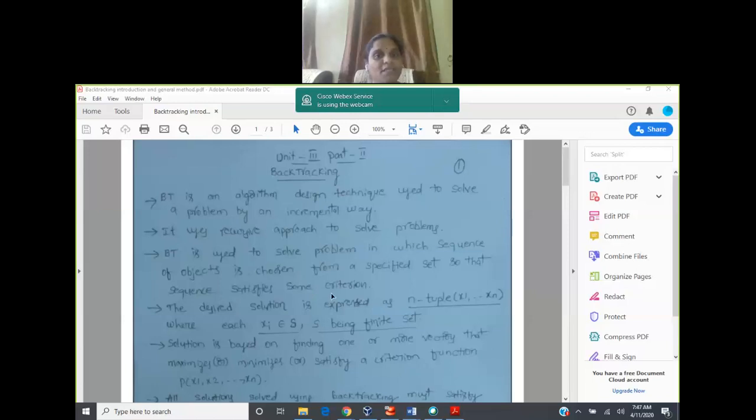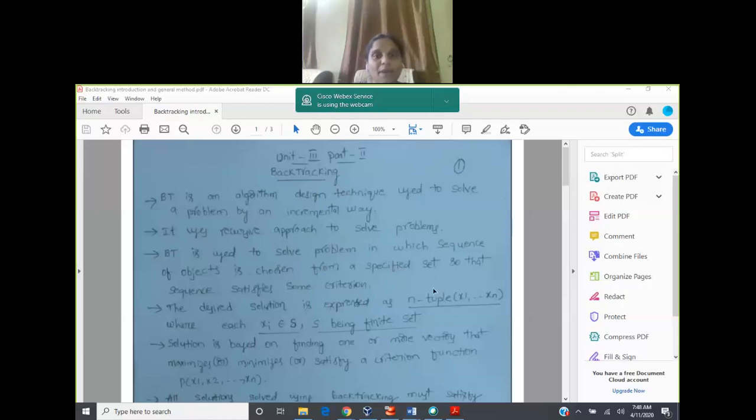And the next method is dynamic programming. So this is the general method for dynamic programming. In dynamic programming, the solution will be obtained between the stages. For example, the stage 1 output is input to stage 2, and the stage 2 output is input to stage 3. Finally, the stage n minus 1 output is input to stage n. In between the stages, the solution will be obtained for the problem.